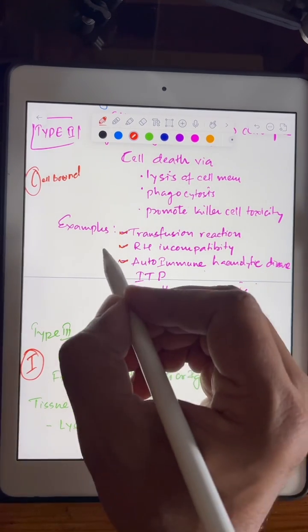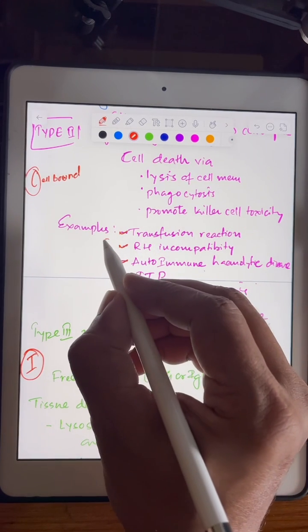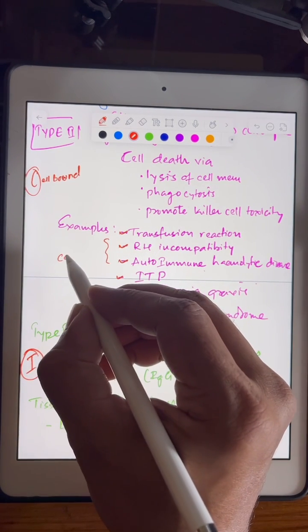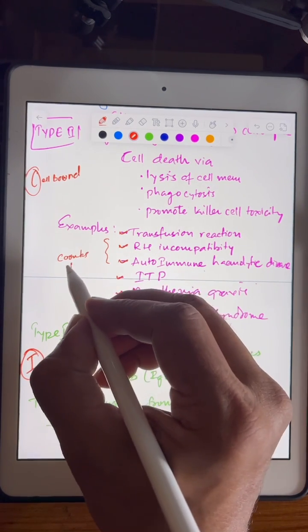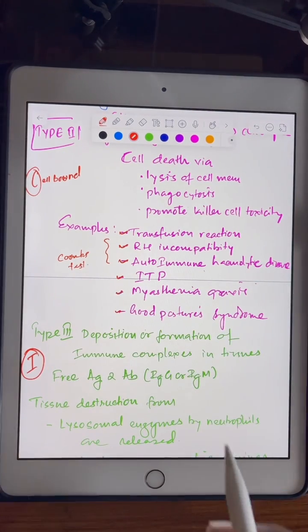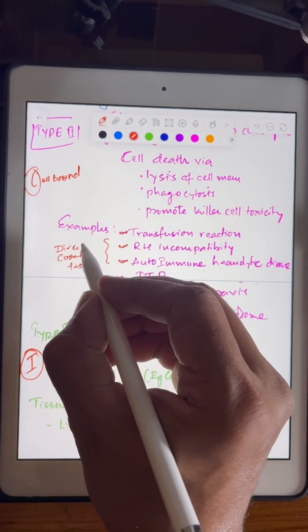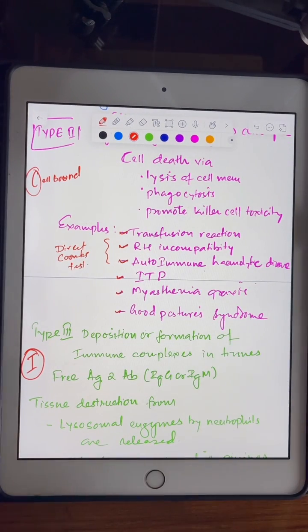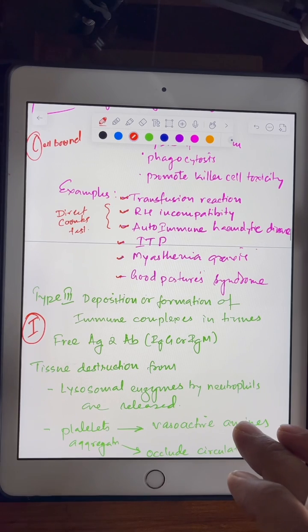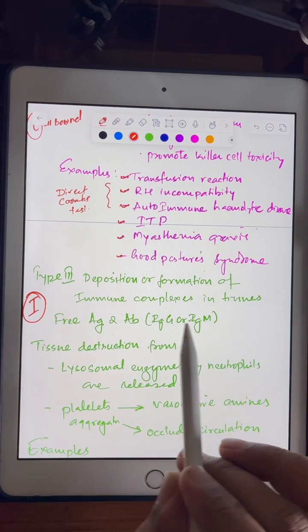For these autoimmune hemolytic diseases, ITP, myasthenia, the Coombs test is done. When there is a blood transfusion reaction, when there is a lot of hemolysis, that is the direct Coombs test. Myasthenia, Goodpasture syndrome. And type 3 is deposition, formation of immune complexes.